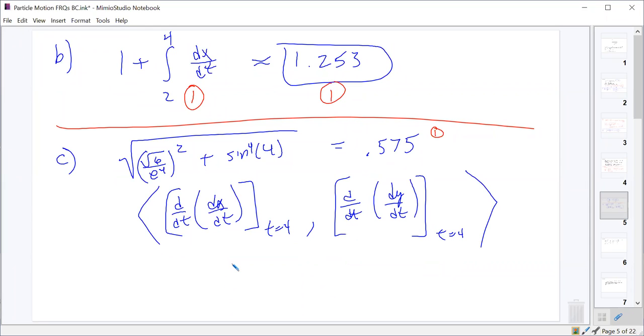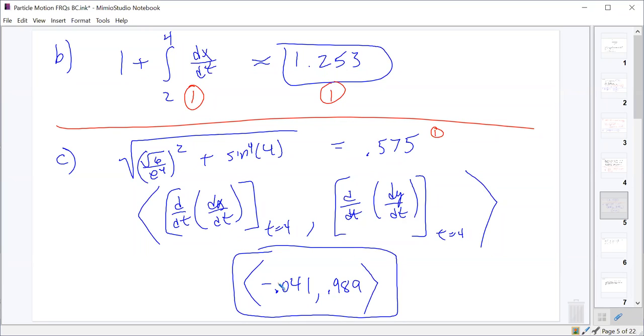And you'd get your velocity, or sorry, your acceleration vector, which would give you negative 0.041 and 0.989. And since they're talking specifically about a vector, not just the separate components of it, make sure you put it in the angled brackets there to indicate that it is a vector. And you get 1 point for the right vector. Any questions there on part C?